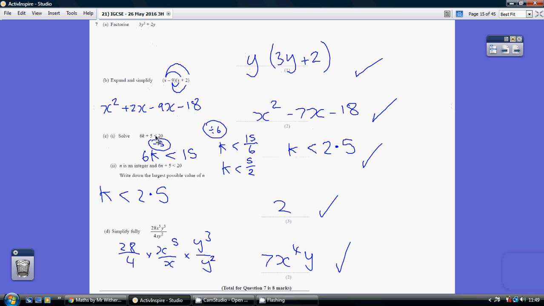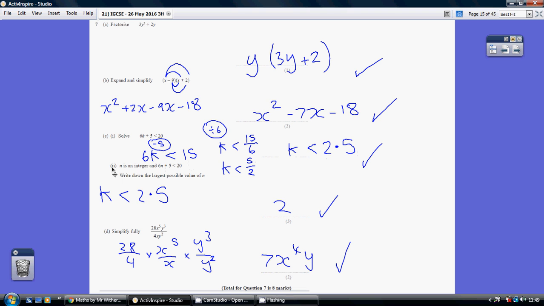Now part C, when we have these inequalities, just treat them as if they were normal equations to be solved. So undo all this, so we've got k on the left hand side, everything else on the right. So how do we undo a plus 5? We minus 5 from both sides, so 6k is less than 15. How do we undo a timesing by 6? We divide by 6, so k is less than 15 over 6. Just popping that into our calculator or simplifying down, we can see that's 2.5. So k is less than 2.5.